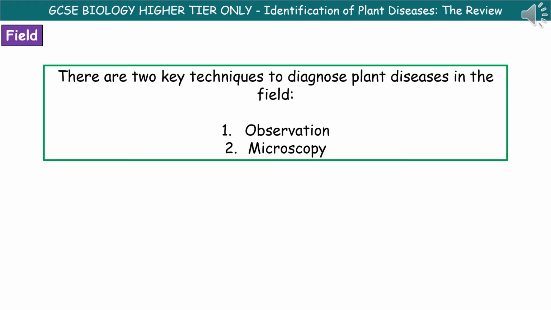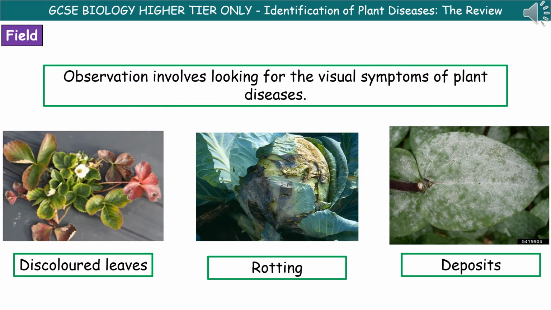For those of you doing higher tier biology, you need to know how we can identify these plant diseases as well. And we've got two key techniques when we're looking in the field. So the first one is observation, the second is microscopy. When we say observation, then we're literally looking at those visual symptoms of the plant disease. You're looking for discoloured leaves, any signs of clear rotting, any deposits on them. So anything you can physically see on the plant, that's one of the observation techniques.